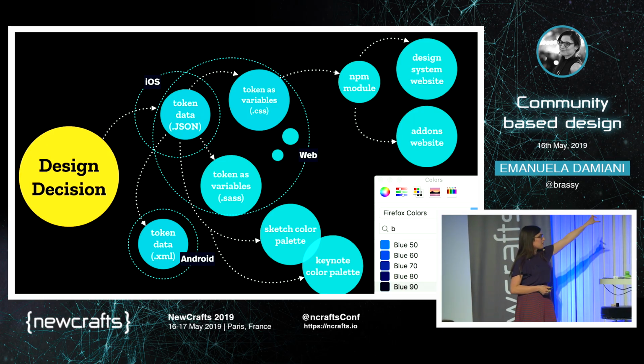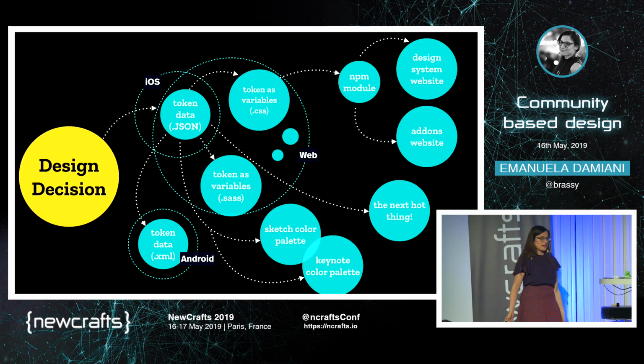But even better, from the same source of truth, so the JSON that we have over there, we can extrapolate the color for Keynote, the color for Sketch, the color for all kinds of software that allow us to create a color palette. And since we're using an agnostic language, something that is so easy that I can even write it, even if I'm not a programmer, we're ready for the next thing.